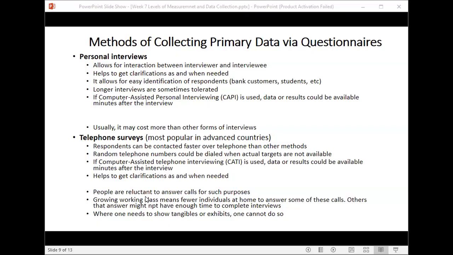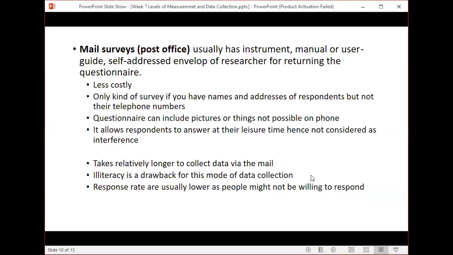Okay, some might even answer, but they don't have enough time to complete the questionnaire. So that's another disadvantage. And then when you need to show exhibits, tangibles, right? It's difficult because you cannot show them. If they have to read something from a paper or a card, it is difficult. In personal interviews, you are there with the paper they can read, but in telephone interviews, you can't show them any tangible things or objects they can read or say whatever is on it, right? So that's also a challenge that we can have with telephone interviews.